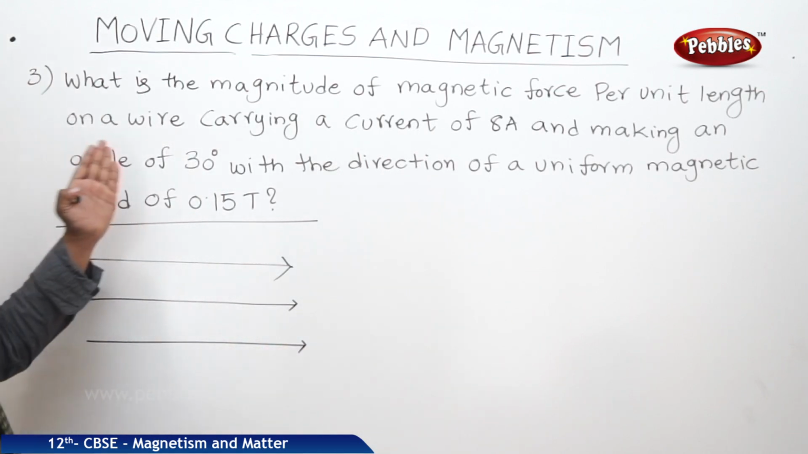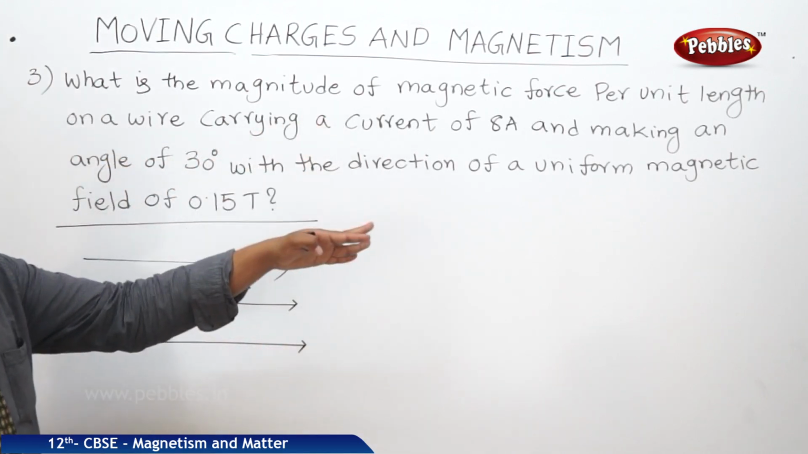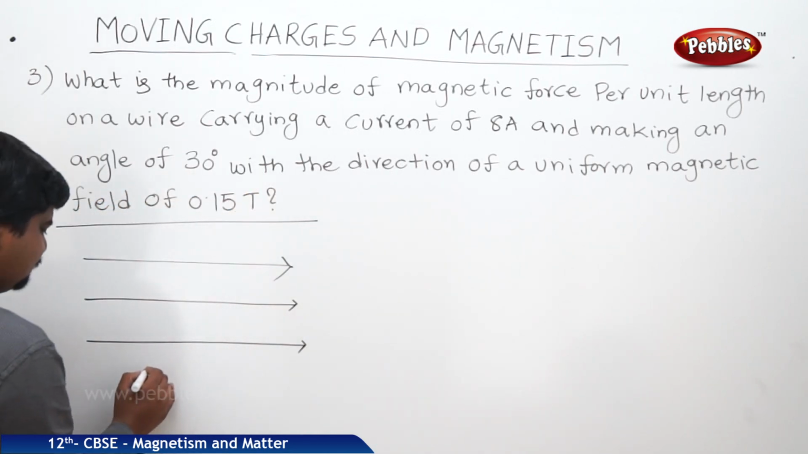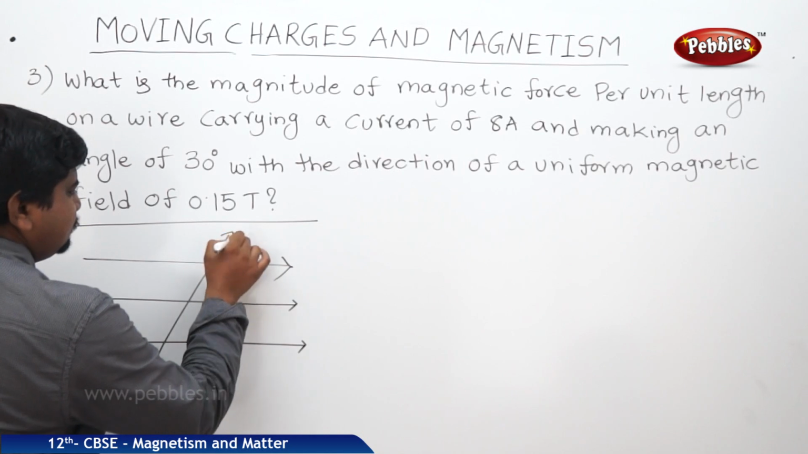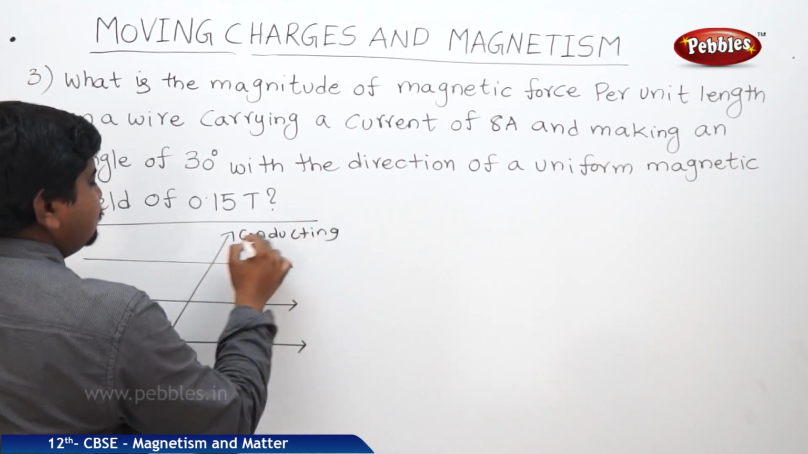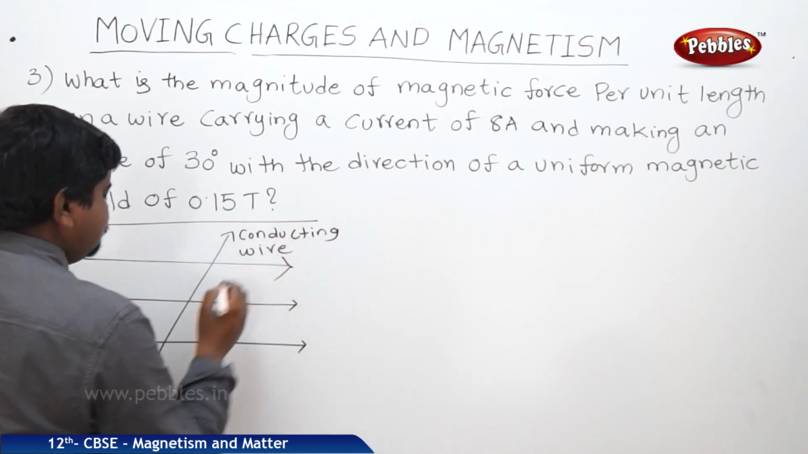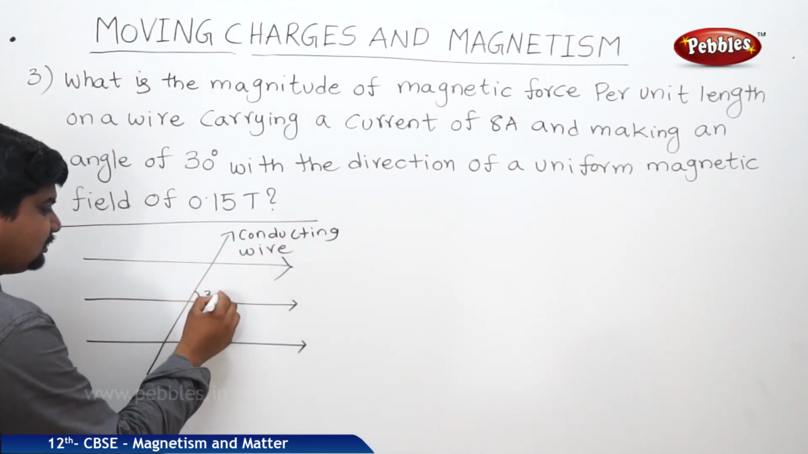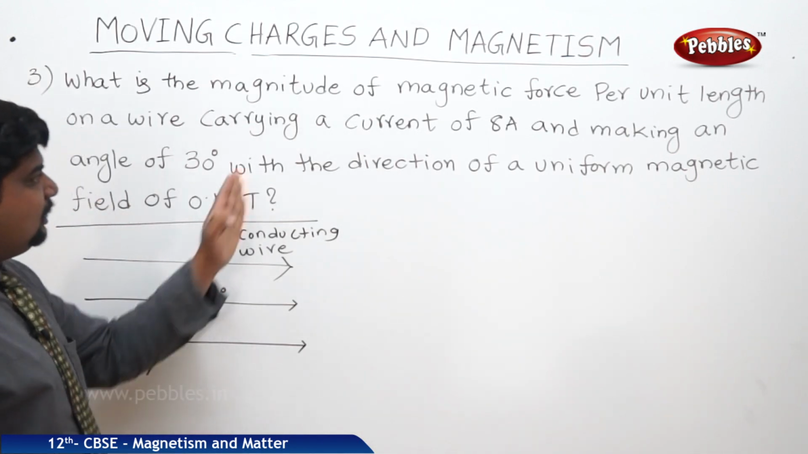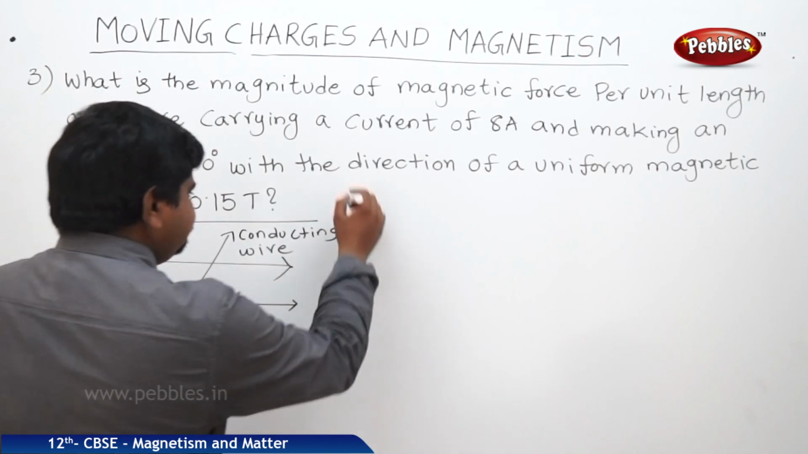There is a wire carrying a current of 8 amperes and making an angle of 30 degrees with the direction of a uniform magnetic field. So this is the conducting wire making an angle of 30 degrees. If this is the case, what is the force per unit length?